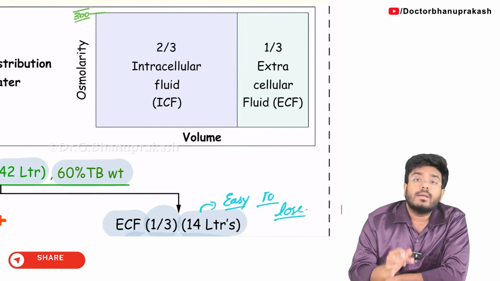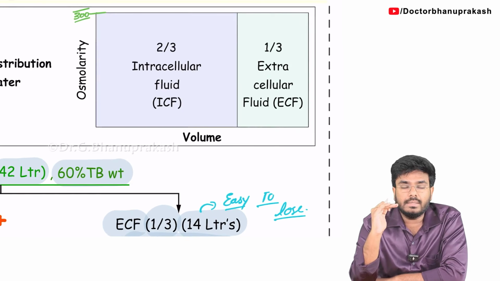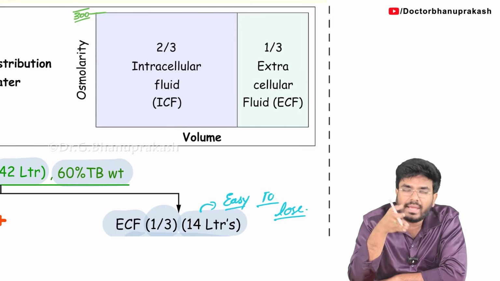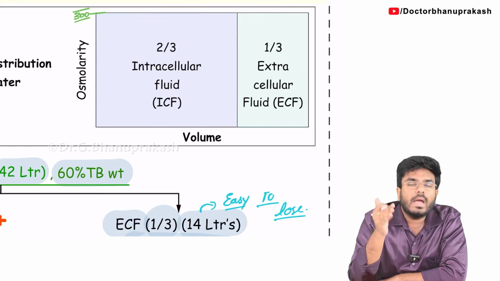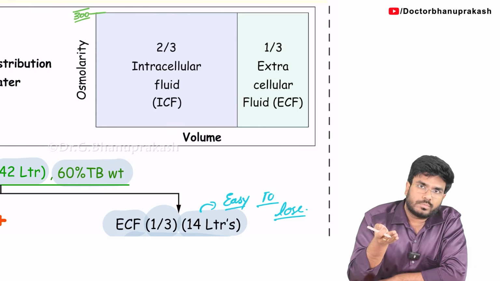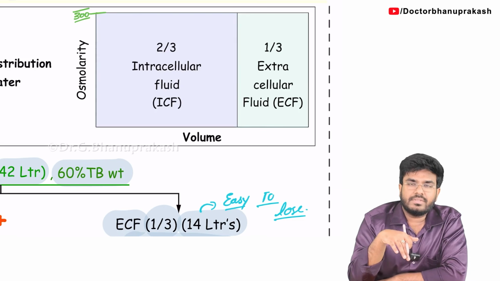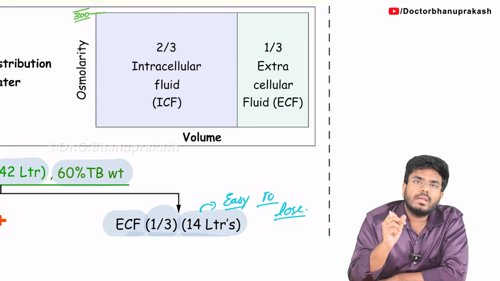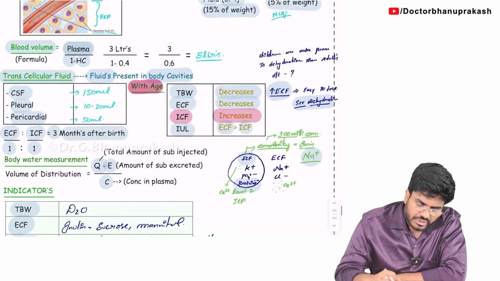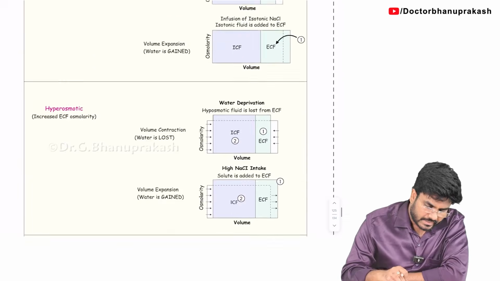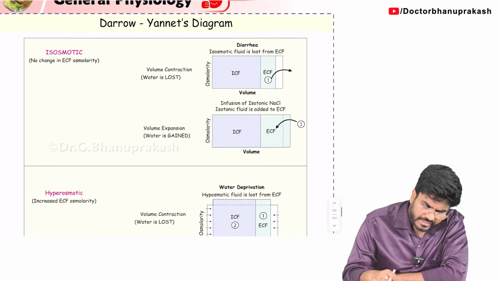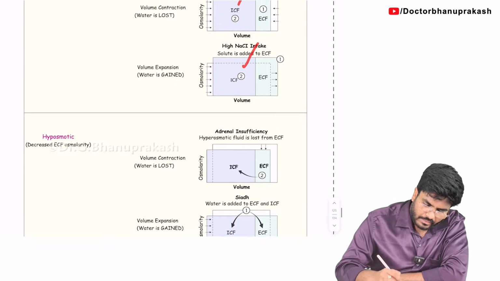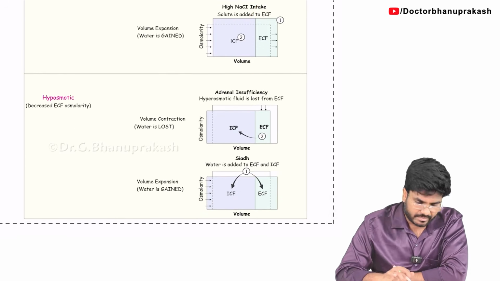So on the y-axis I am talking about the osmolarity, and on the x-axis I am talking about the volumes. This diagram, which represents the volumes and osmolarity, is called a Darrow-Yannet diagram. Now, how is this diagram going to change in different conditions? For example, I am going to explain 6 different conditions: 1, 2, 3, 4, 5, 6.